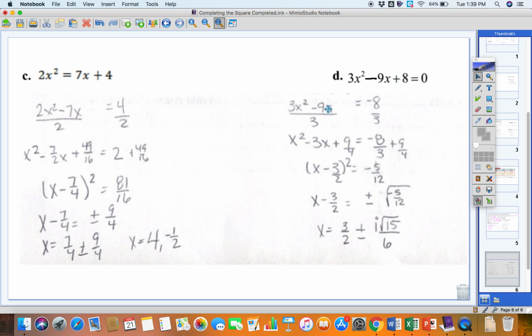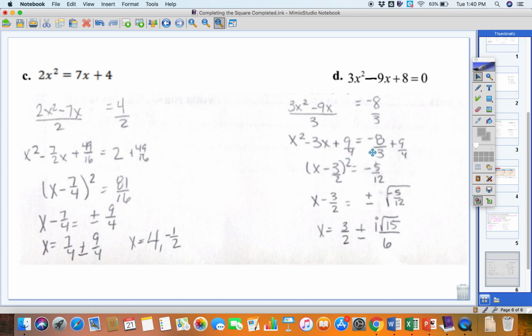But here we have 3x squared minus 9x equals negative 8. We have to divide everything by 3. So we get x squared minus 3x equals negative 8 over 3. We're going to take our b value, which is negative 3, and divide it by 2, which gives us negative 3 over 2. We're going to square that and add it to both sides.